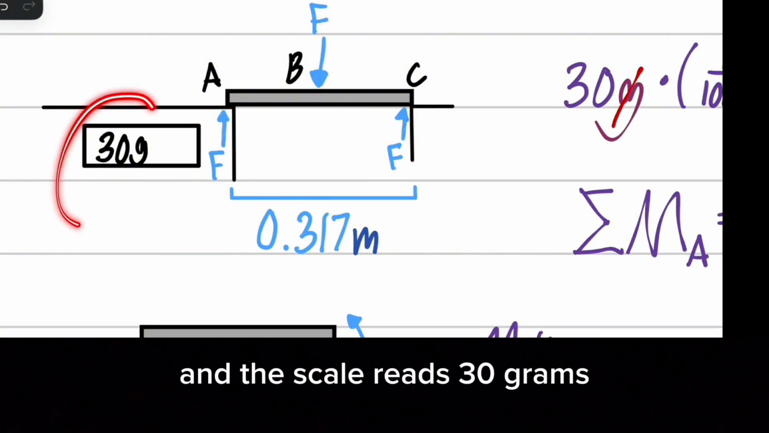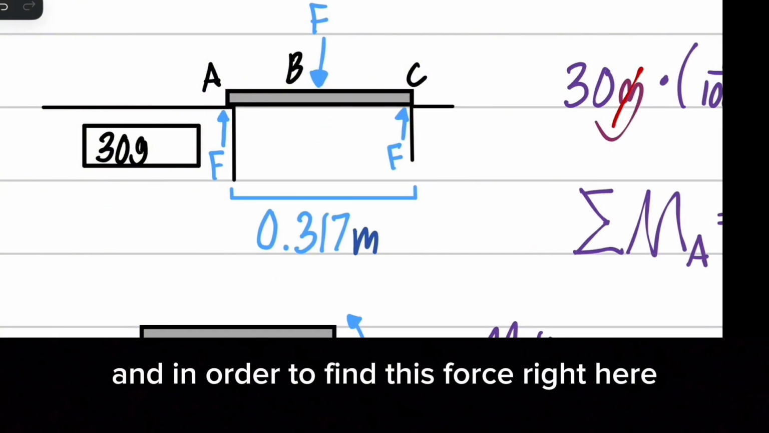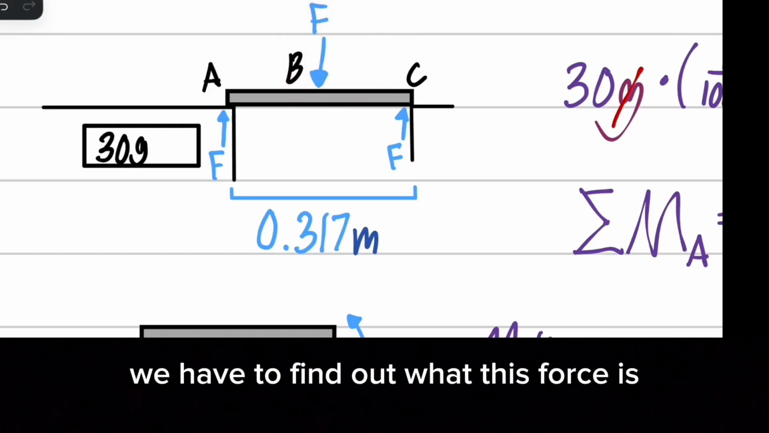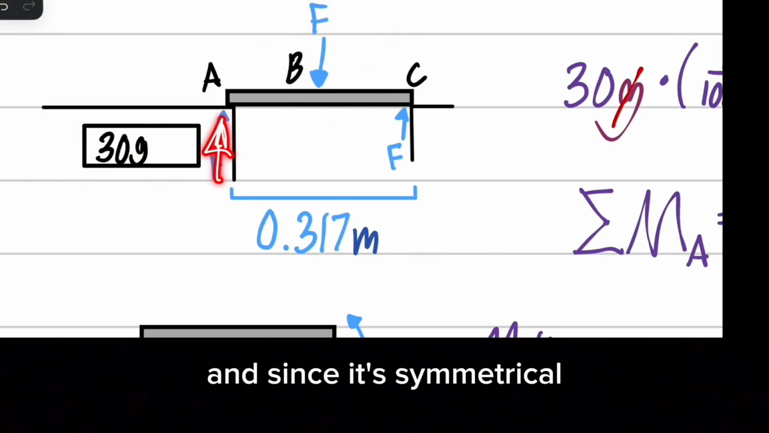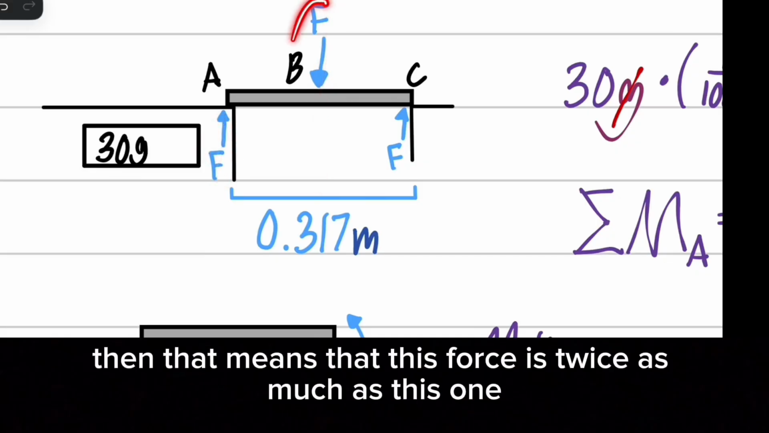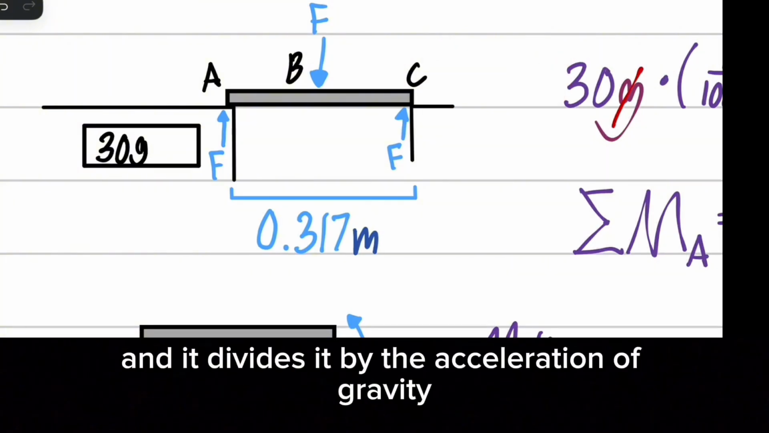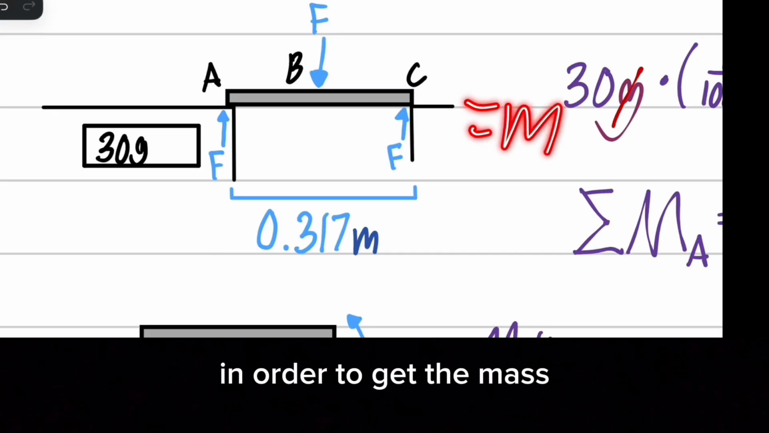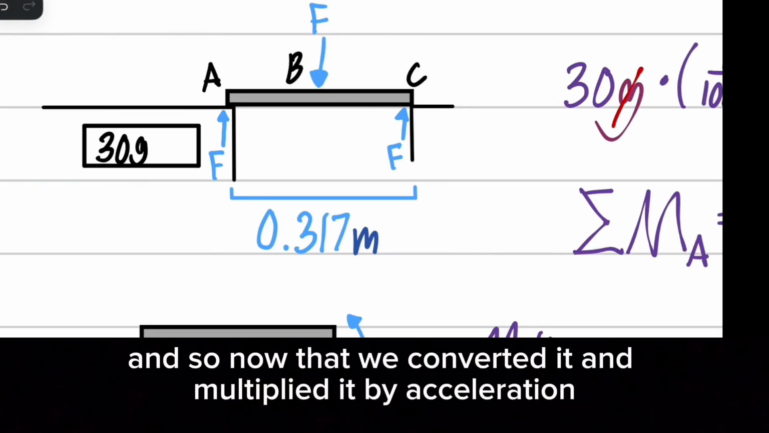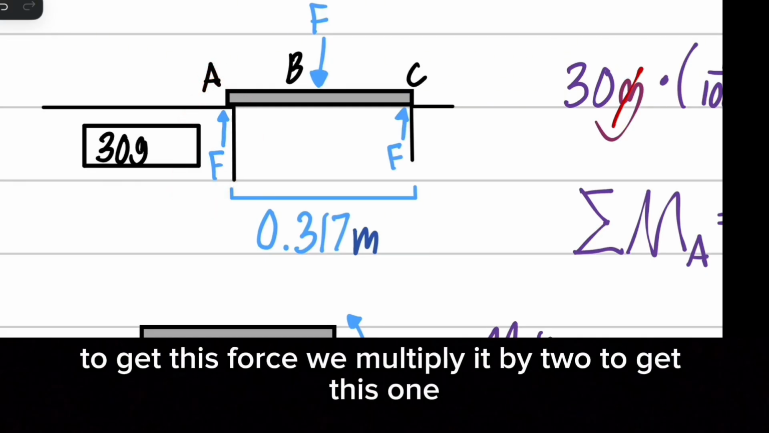And the scale reads 30 grams. And in order to find this force right here, we have to find out what this force is. Since it's symmetrical, this force is twice as much as this one. All the scale really does is take the force, which is equal to the weight, and divide it by the acceleration of gravity in order to get the mass. So now that we converted it and multiplied it by acceleration to get this force, we multiply it by 2 to get this one.